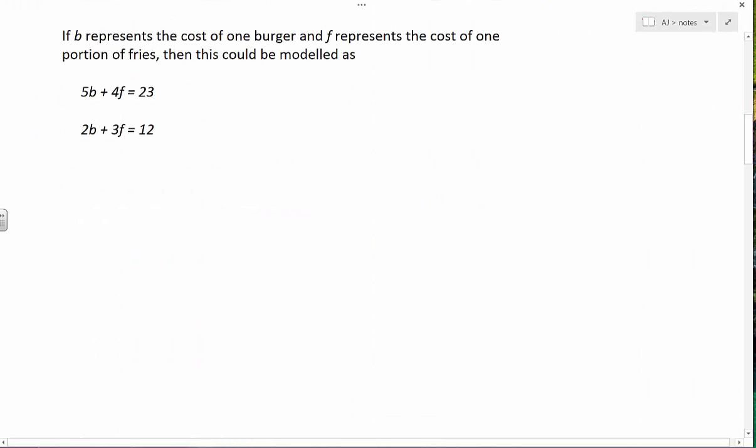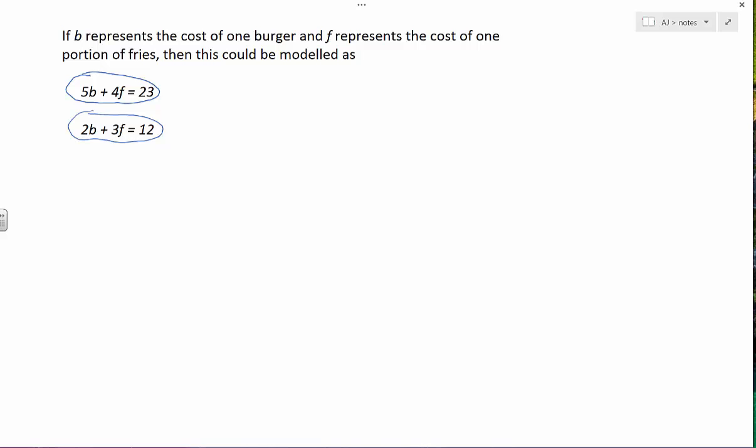Okay, if B represents the cost of one burger and F represents the cost of one portion of fries, then the first information, his order, would give us 5 times the cost for a burger plus 4 times the cost for fries is $23, and the order he heard from the neighbouring server is 2 times the cost for a burger and 3 times the cost of the fries is $12. Now the important thing to understand is that both of these statements are independently true.